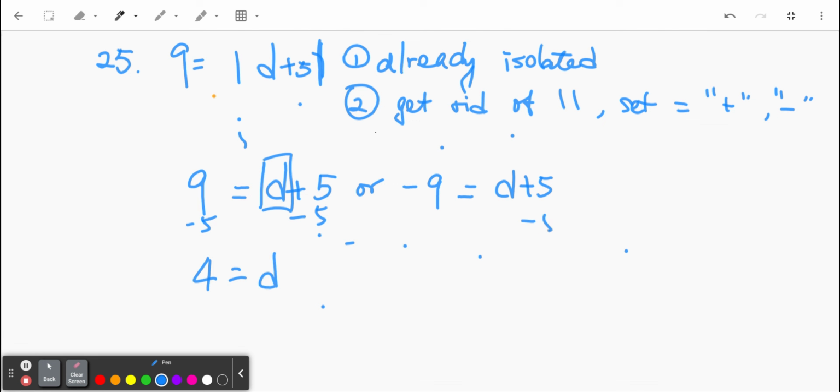Same thing on the other side. If we're talking about furthest, wouldn't 9 be the furthest because it's on the other side? No. You only get rid of the number on the same side. So subtract 5 on both sides: negative 14 equals D.